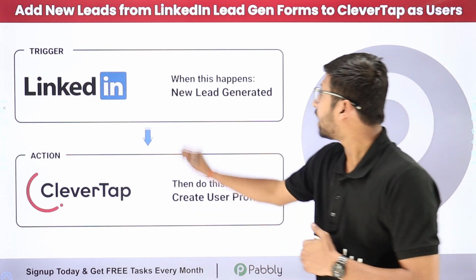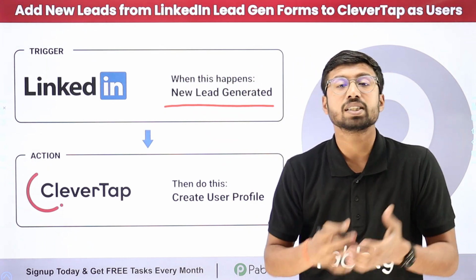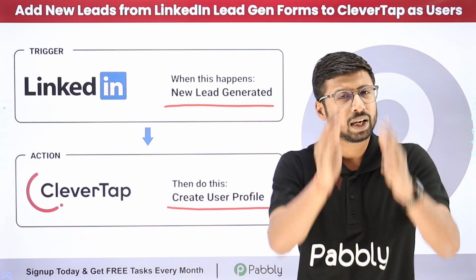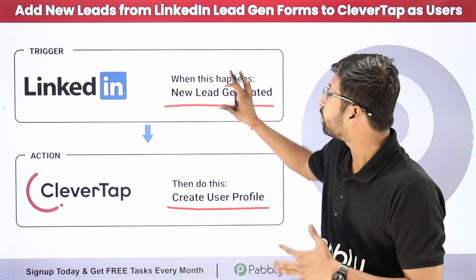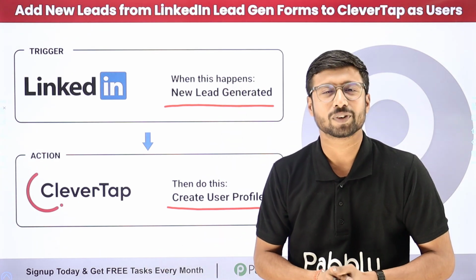So let me tell you, you can completely automate this process. In this automation, as a new lead will be generated in LinkedIn lead gen form, automatically with the same details, that lead will be added as a user profile in CleverTap. Now, if you want to learn how you can set up this complete automation all by yourself, for that, you just have to come with me to my screen.